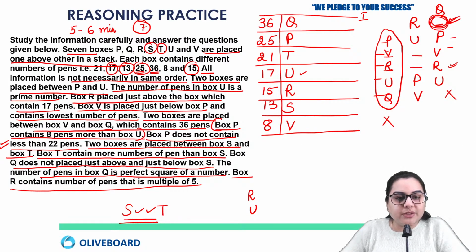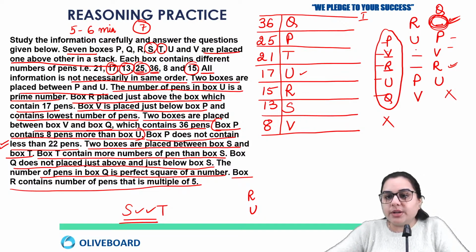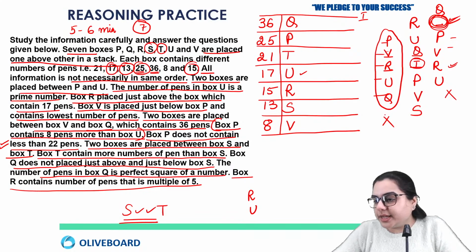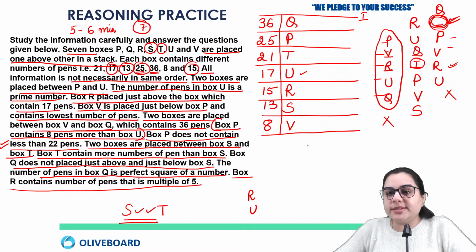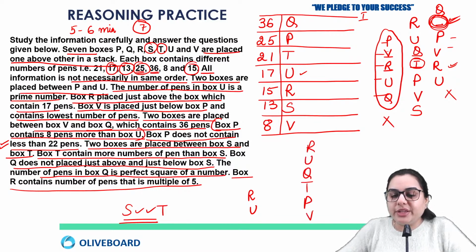And there was one piece of information that two boxes are placed between V and Q. So accordingly, we are going to write Q here. And S is not below Q. So that means here I am going to write T, and leaving two positions I am going to write S. So this is your correct sequence, that is R, U, Q, T, P, V, S.